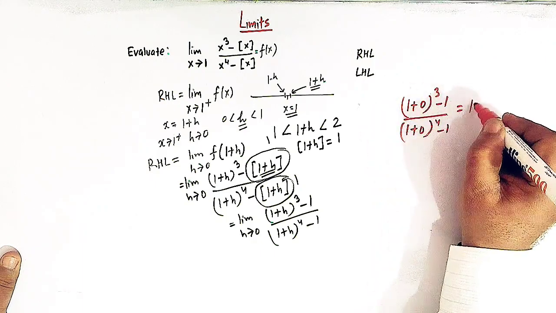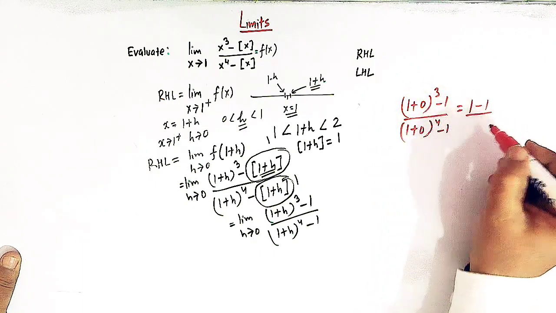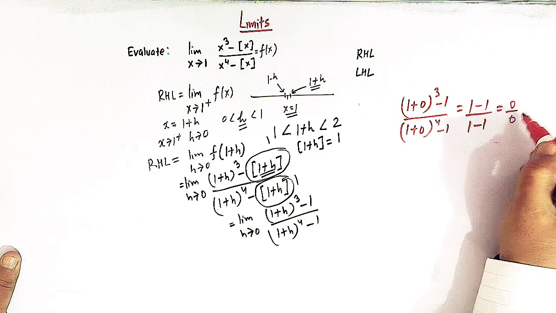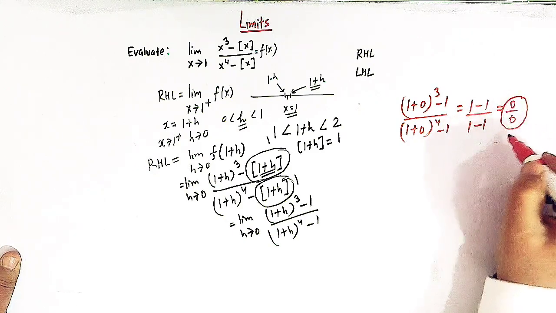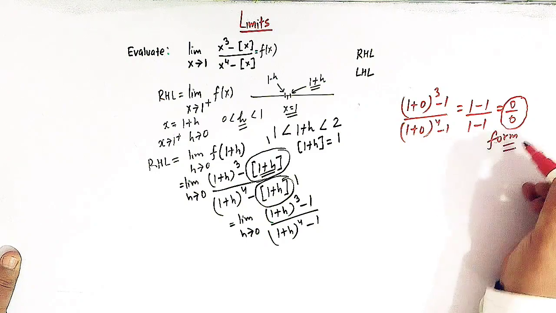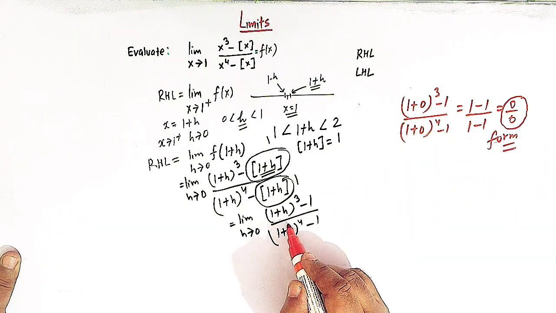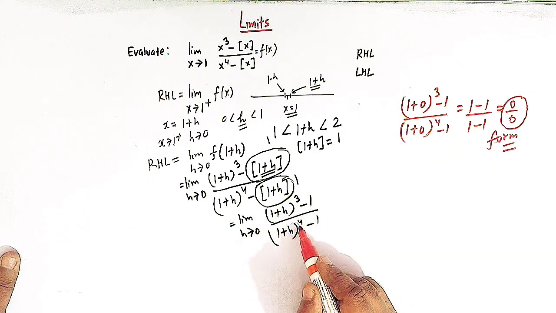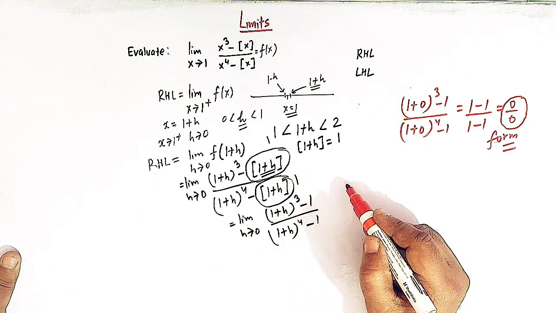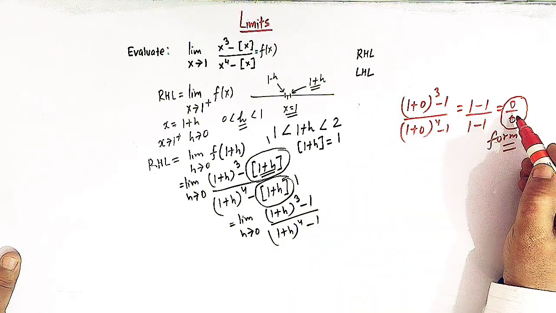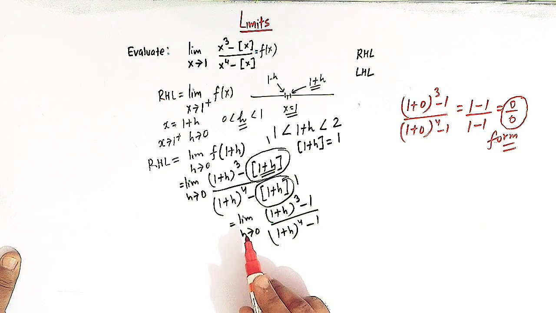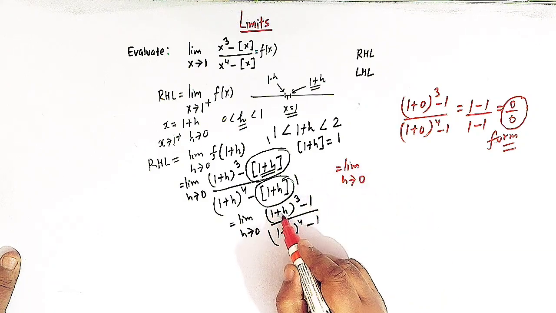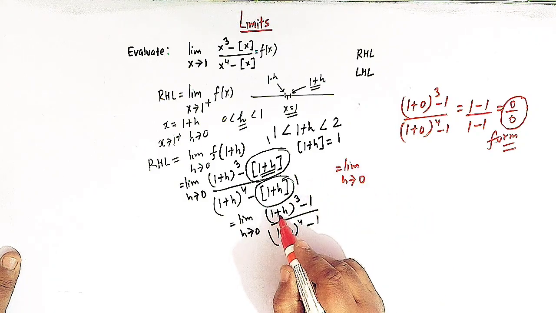So this is 1 cube. 1 cube is 1, here we have minus 1, then 1 raised to 4 is 1, and here we have 0 over 0, right? So here we have the 0 over 0 form, so we can easily apply L'Hopital's rule here, right? We can also expand (1 plus h) raised to 3 and (1 plus h) raised to 4 by simply using the binomial theorem, right? But here we'll prefer to use L'Hopital's rule. So by applying L'Hopital's rule, we'll differentiate the numerator and denominator with respect to h.